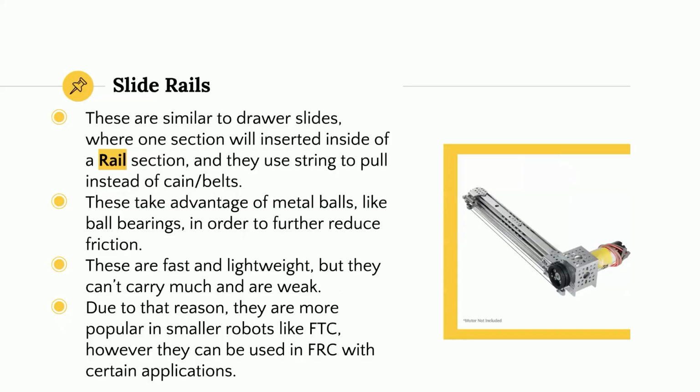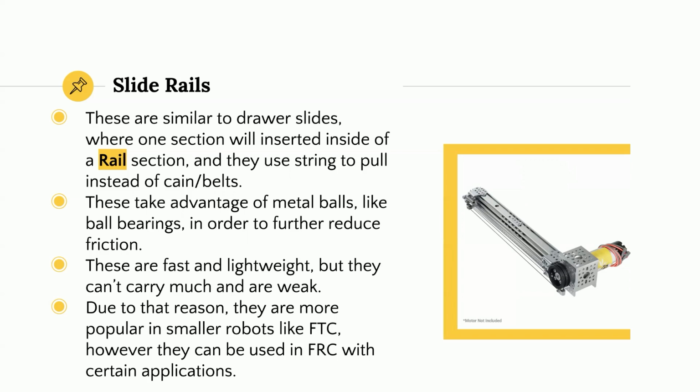Slide rails. These are similar to drawer slides, where one section will be inserted inside of a rail section and they use string to pull instead of chain/belts. These take advantage of metal balls, like ball bearings, in order to further reduce friction. These are fast and lightweight, but they can't carry much and are weak. Due to that reason, they are more popular in smaller robots like FTC. However, they can be used in FRC with certain applications.